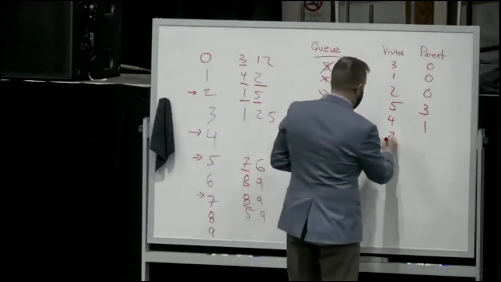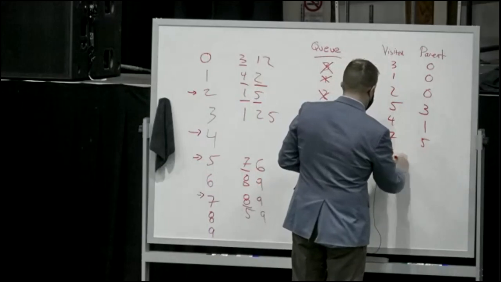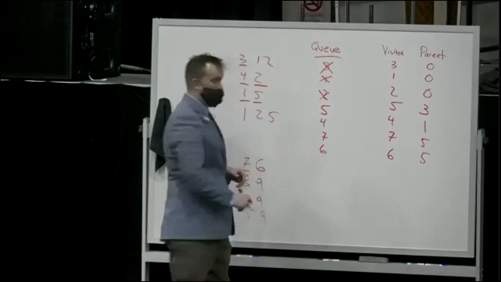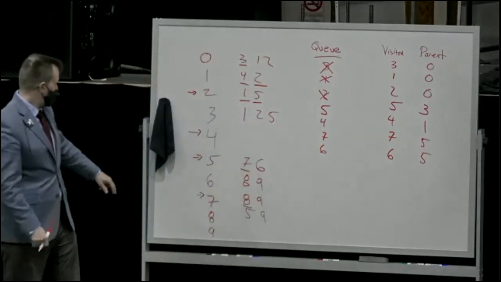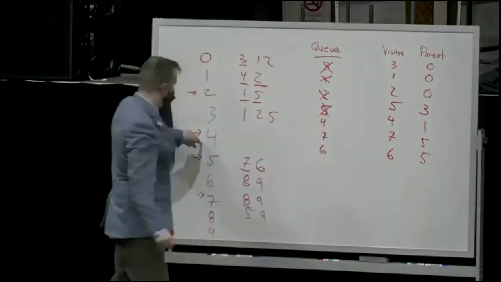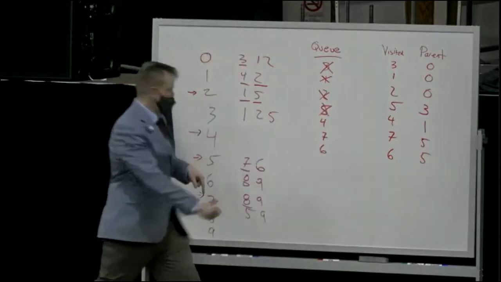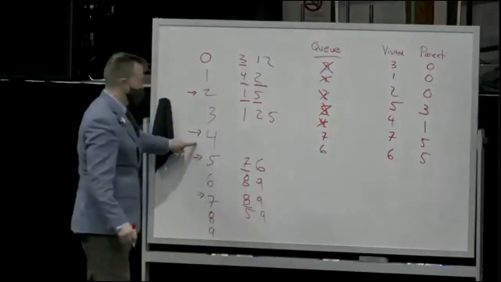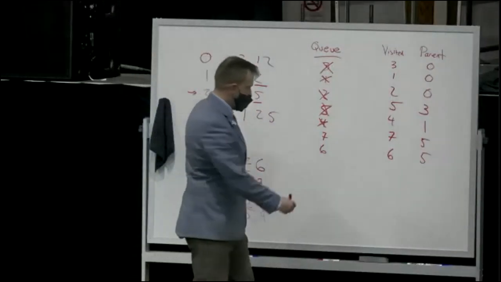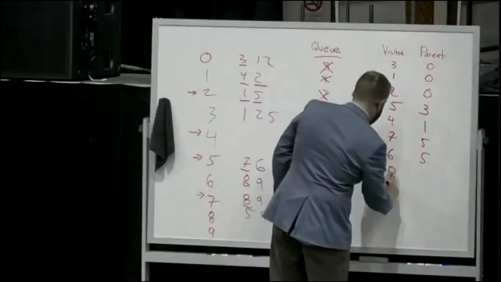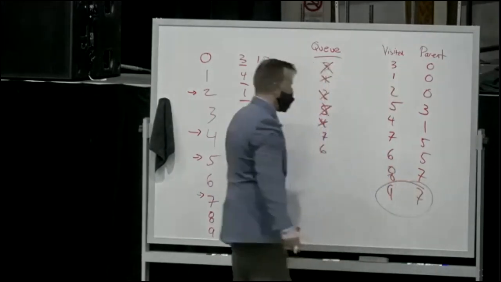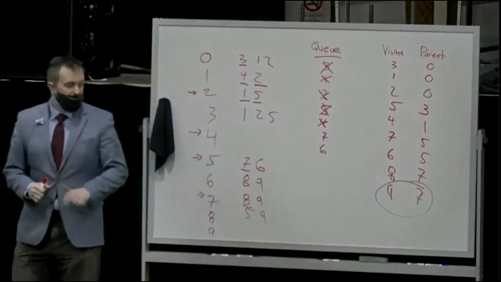So we say 7's parent is 5, and 6's parent is 5, and I put them in the exact same order. Then 5's gone. I look at 4. 4 has no outgoing edges, so now we can remove that from the queue. And then we go to 7. 7 has 8 and 9. We'll go through this process, and then we're going to see that it ends here.